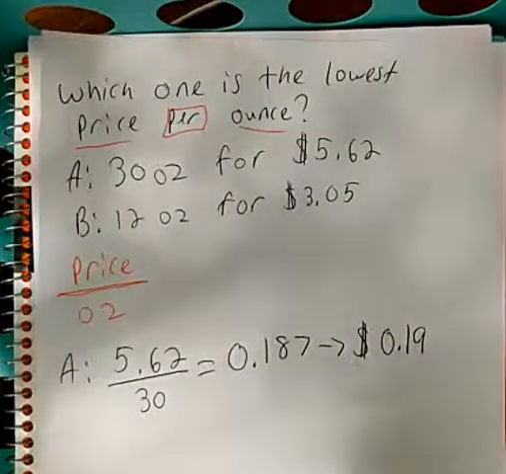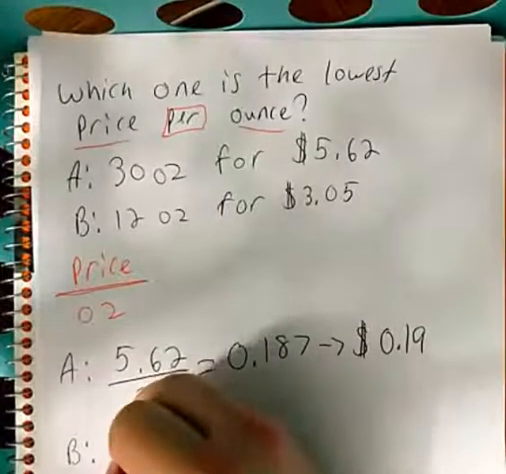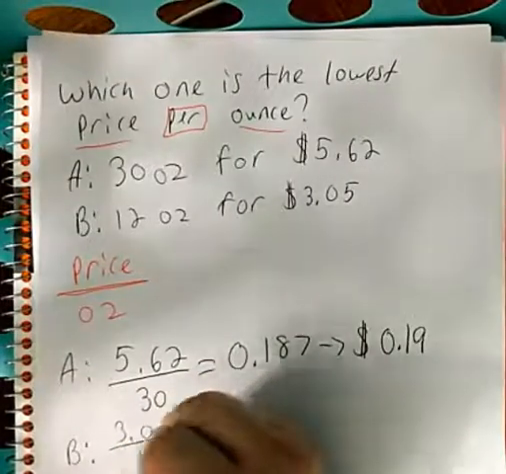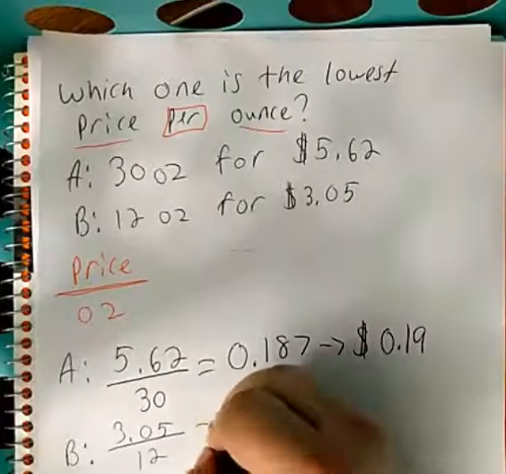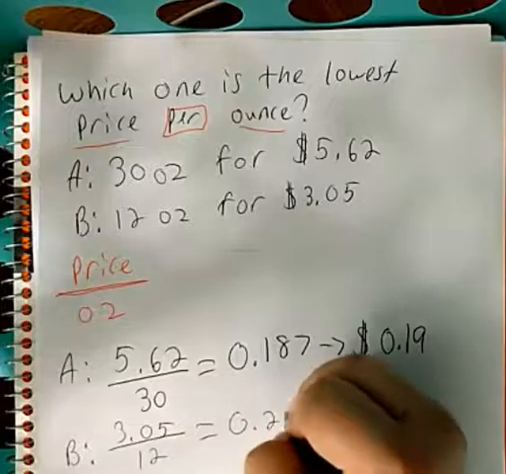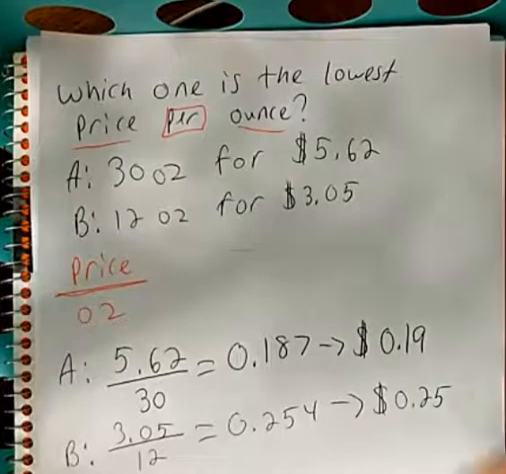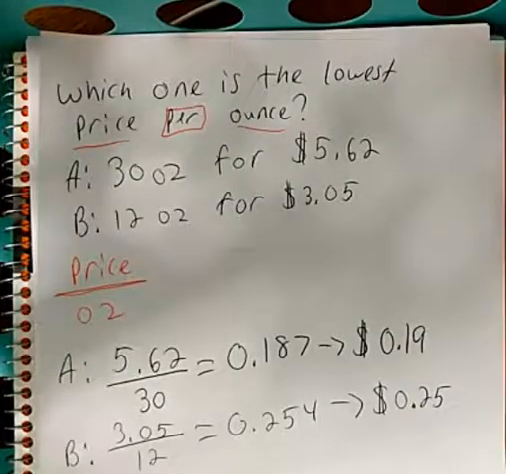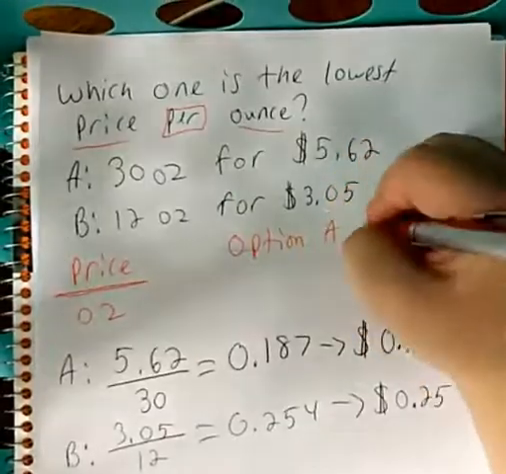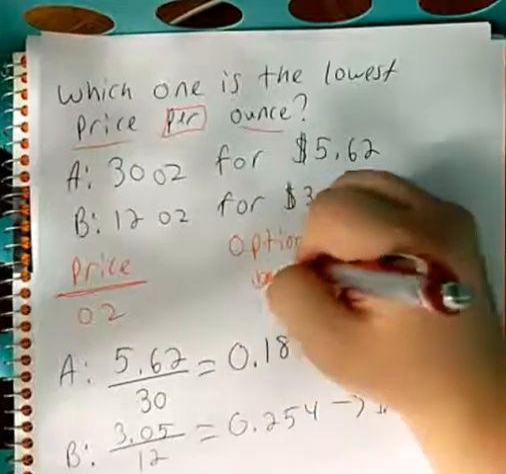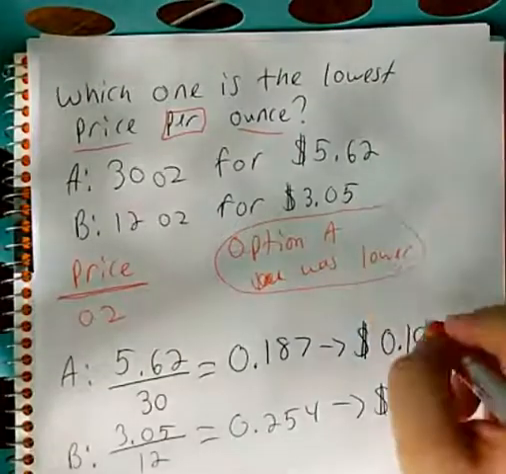And I'll repeat the process for option B, right at the bottom here. So it's going to be 3.05 over 12. And that gave me 0.254, which is 25 cents. So clearly here I can see option A was lower.